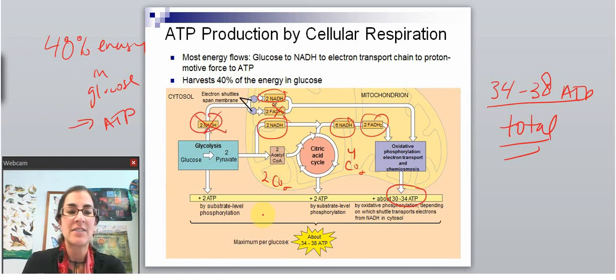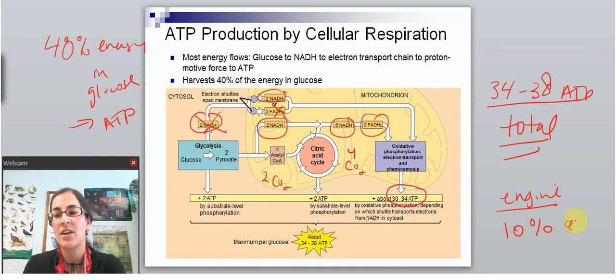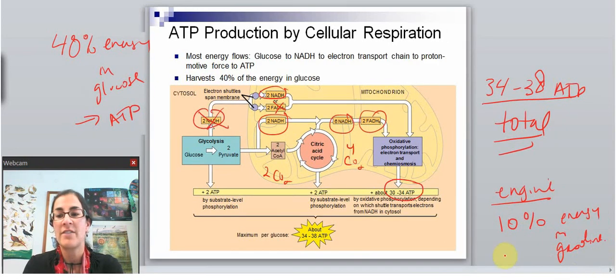Just to give you an idea of how efficient it is, a typical engine in a car only captures 10% of the energy in the gasoline. So that is really not very efficient compared to this. The rest of the energy is released as heat and waste materials, and that's true for our bodies as well. So this number doesn't look super efficient, but in reality it is very efficient.